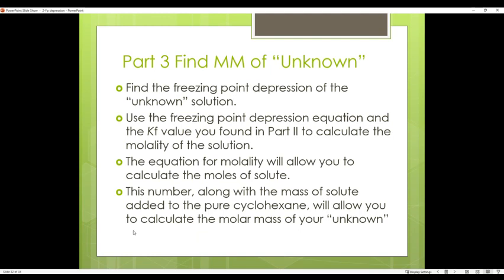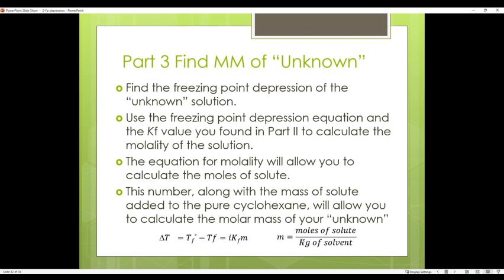On part 3, very similar, but a little different. So we're going to find the molar mass of the unknown. So again, we use the same equation, where we're going to have the freezing point in part 1 minus the freezing point in part 3. That gives us the delta T, and we use the same relationship. We don't know the unknown, so we'll assume i is equal to 1 here. KF, that's what you solved for in part 2, so you can solve for molality. Then once you get that, you can rearrange and solve for the moles of the solute.